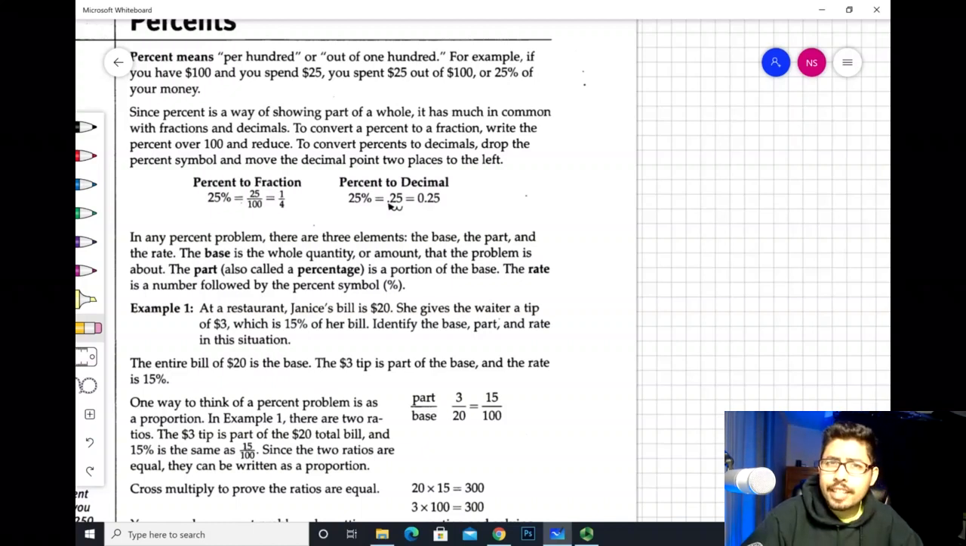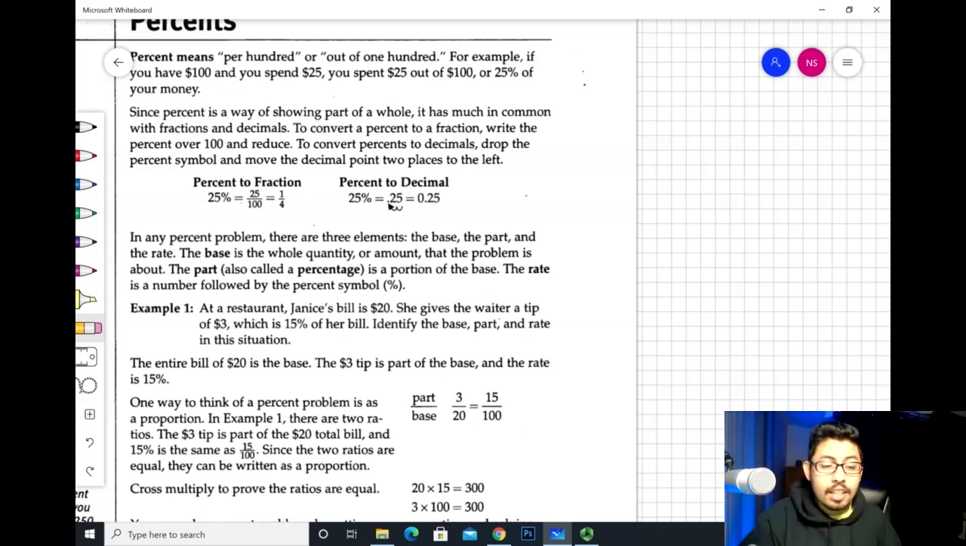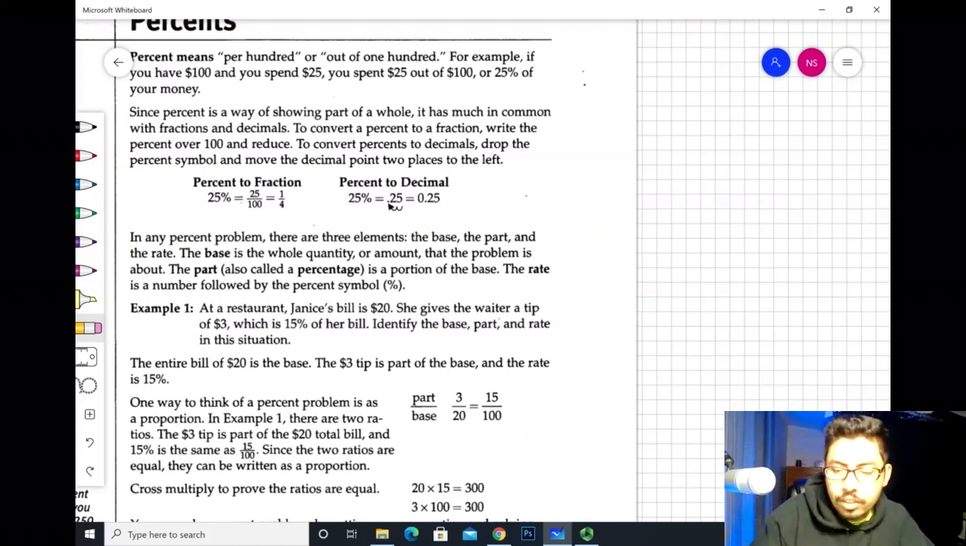The first part of this worksheet that you're going to do after this video is just identifying something called the part, the base, and the rate. This is essential to understand percent proportions. But all you're doing is identifying. You're just writing out the number that represents your part, base, and rate from that word problem. Then after that section, you're actually going to do just like what you did in the proportion worksheets, which is solving for the missing number.